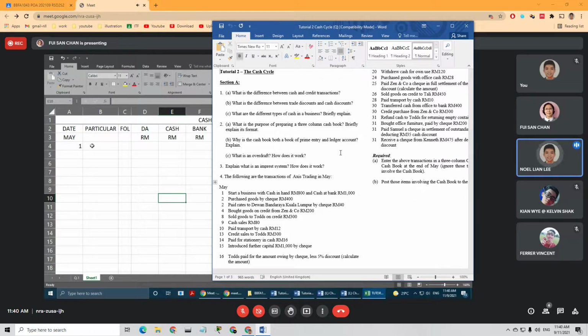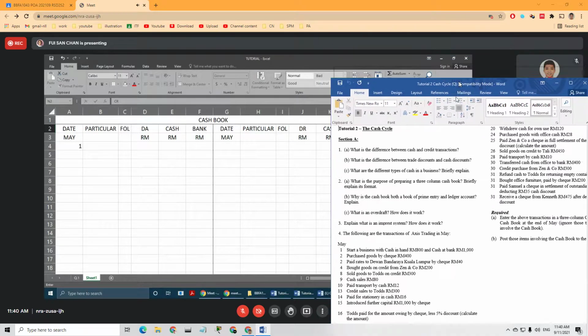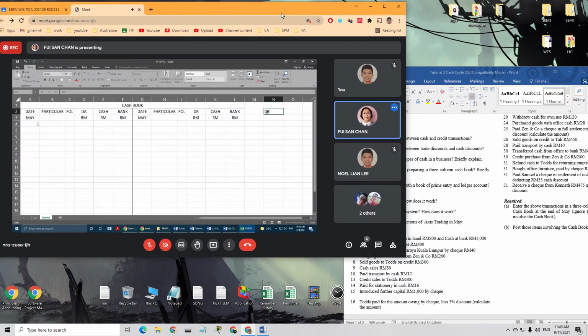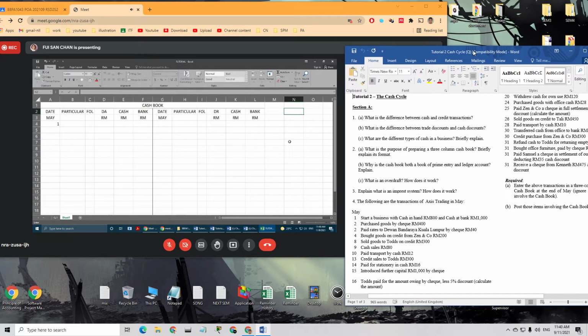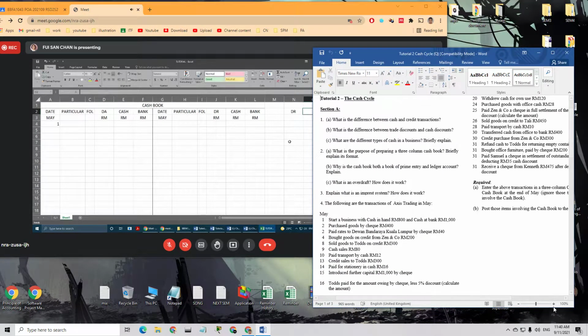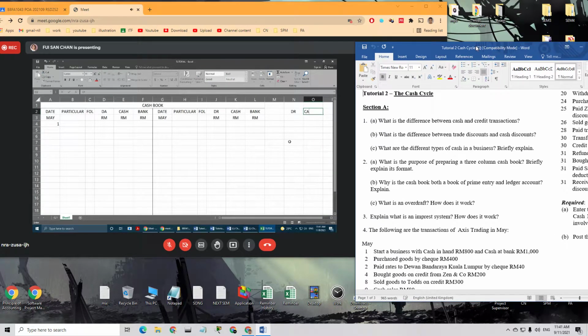Debit cash 800. Okay, I'm going to put it here. Debit cash 800. And what else? Debit bank 1,000. Okay, debit bank 1,000. Then now, if we have debit, we must have credit, right? Always dual effect, must balance up. So what do we credit? Capital. Yes, very good. So, capital.